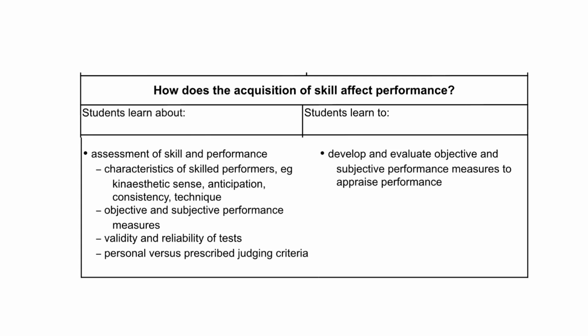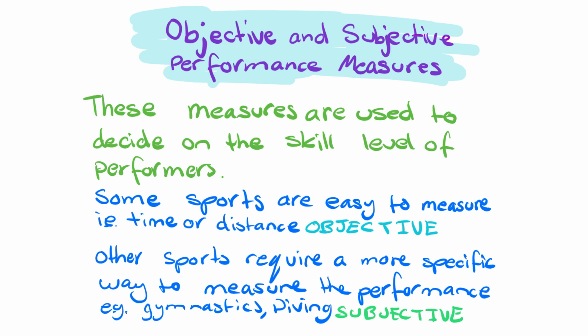Last video we had a look at the characteristics of skilled performers, and this video we're going to have a look at how we actually assess those skilled performers. How do we put them on a scale of 1 to 10, or how do we decide who is the most skilled? And so we're going to look at these concepts of objective and subjective performance measures. We use these performance measures, both objective and subjective, to decide on the skill level of a performer.